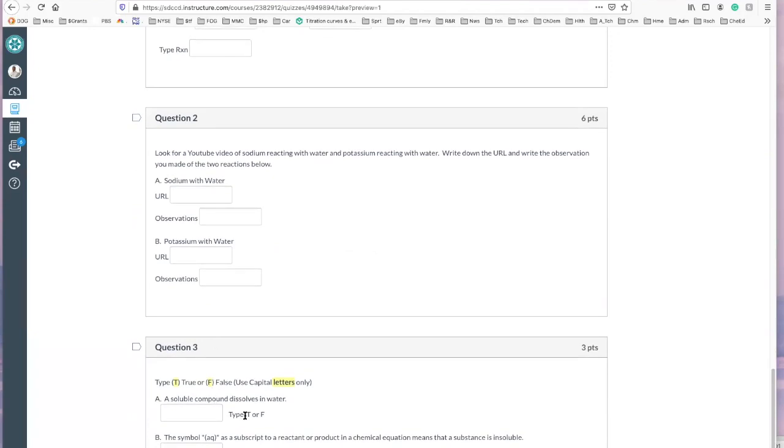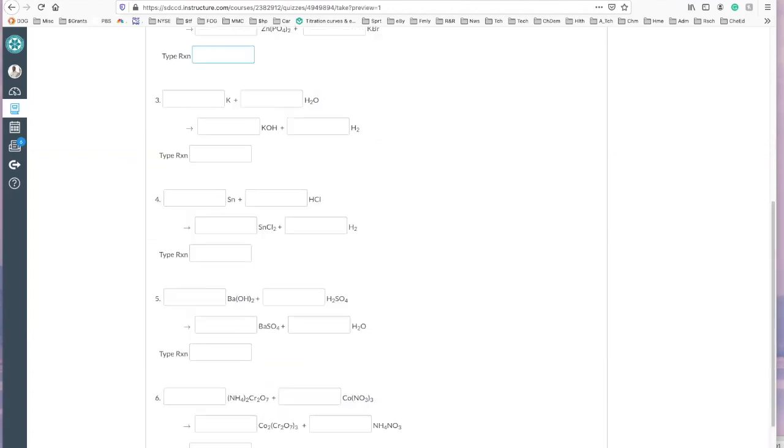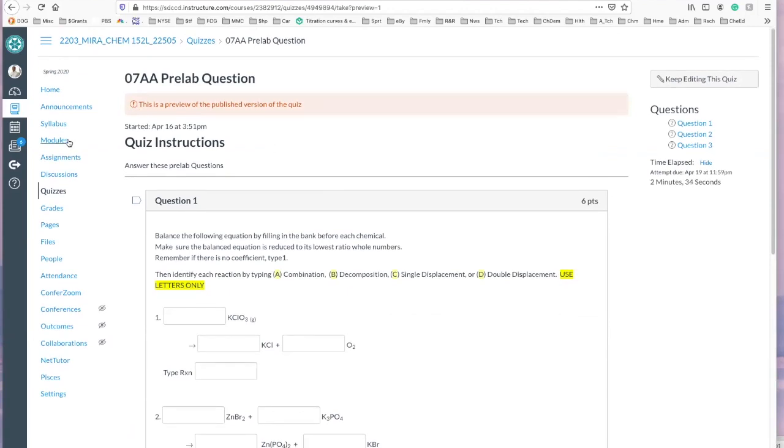And then these are true, false. A soluble compound dissolves in water. Type in T or F. Don't type it out, true, T-R-U-E. It's going to mark you wrong, okay? These things are based on an algorithm. It's going to recognize either T or F, not T-R-U-E, or yes or no. Don't do that. Please follow the directions. Letters only, T or F. Then you're done. Okay, so that's the pre-lab.